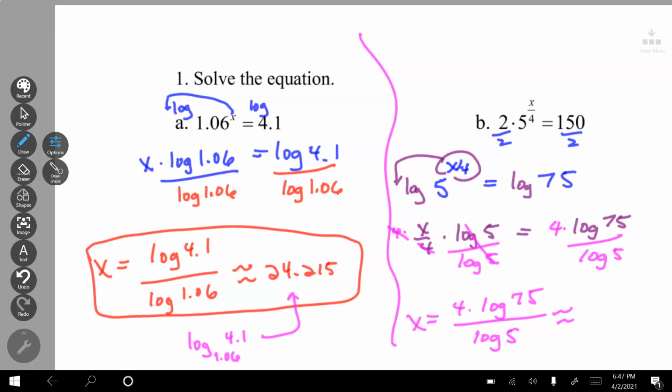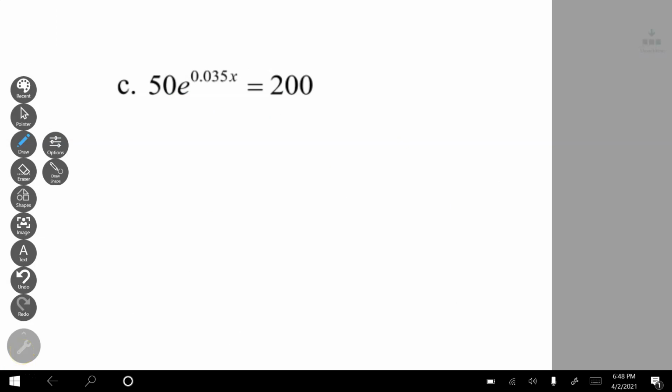And I put that in the calculator, and I get 10.730. And if you want, you always could check by taking your result and putting it in the original problem to see if you get the answer that you want. Now this one is similar to the ones we've done before.